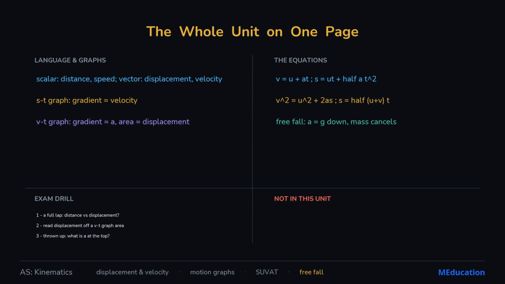Free fall is simply Suvat with a equal to g downward, the same for every mass. And the boundary fence so you do not over-revise. What causes the motion, the forces and Newton's laws, comes in the next unit. 2-dimensional projectile motion and motion under a variable force wait for later. Here it is pure description. Words, graphs, Suvat, and gravity.